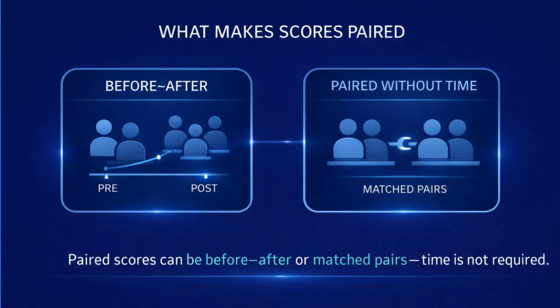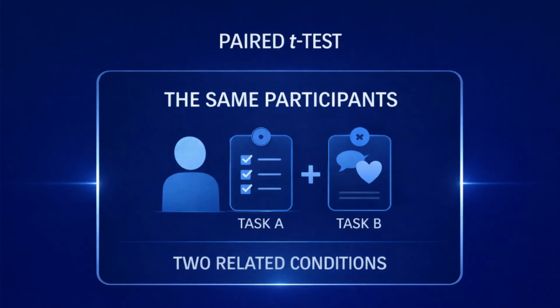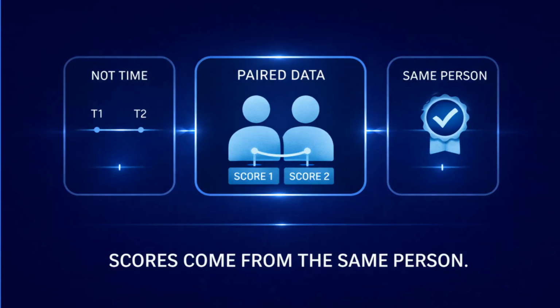However, pairing does not require time. The same participants might complete two different tasks, rate two related conditions, or be measured under two linked situations. What makes the data paired is not time, but the fact that each pair of scores comes from the same person.